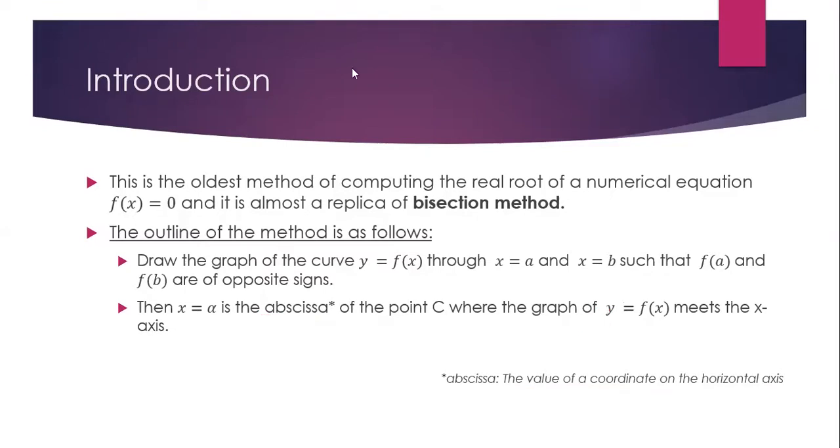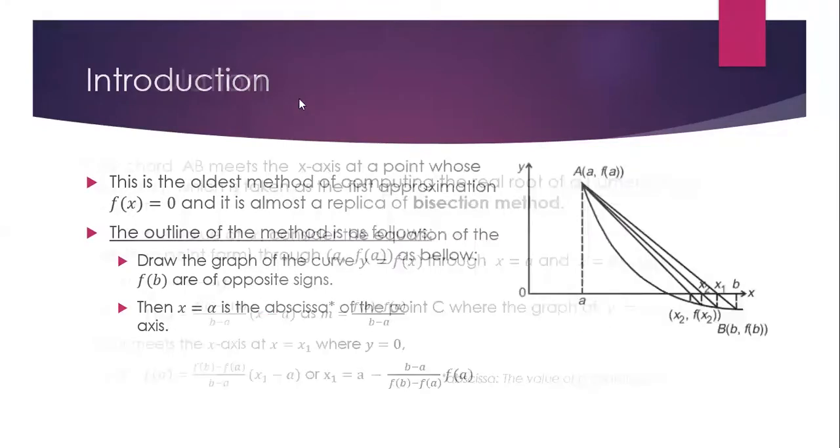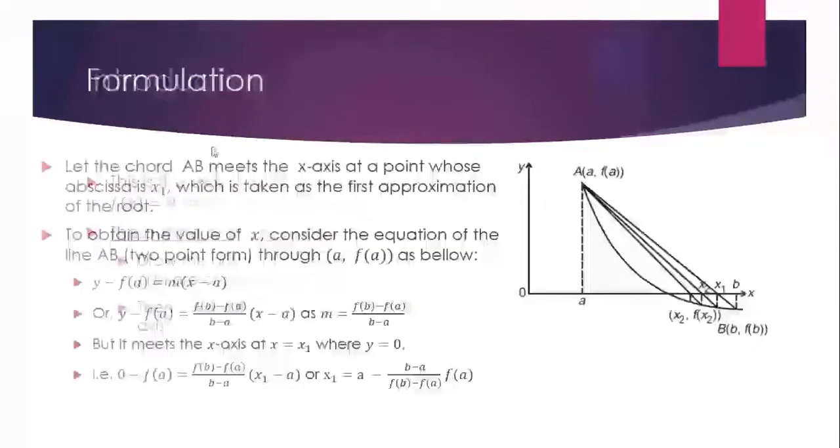So now how does it work? The formulation is this: let the chord AB meet the x-axis at a point. Here AB is the chord. This chord meets the x-axis at a point whose abscissa is x1. Now to obtain the value of x1, consider the equation of the line AB from A to f(a): y minus f(a) is equal to m into x minus a.